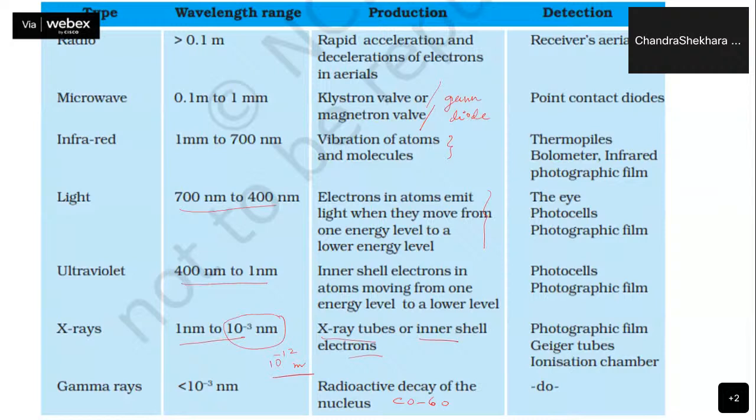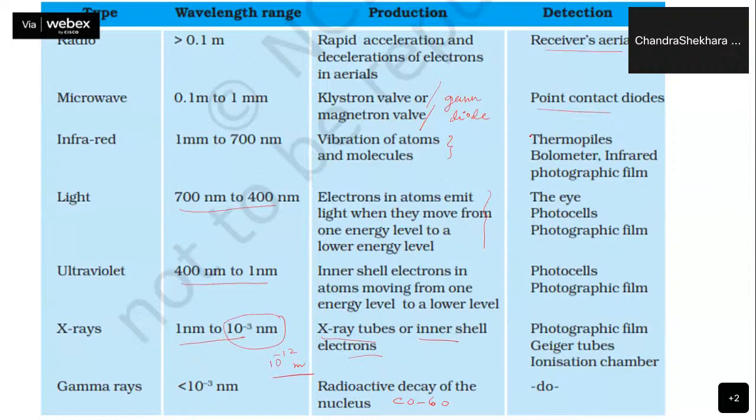It can be used for treatment of cancer and other diseases. How to detect them? Radio waves can be detected using receivers. Normal receivers are antennas or aerials, which are of different shapes. It may be a dipole antenna or a dish antenna; all types of antennas will detect radio waves. And microwaves are detected by point contact diodes, which are sufficient for their detection.